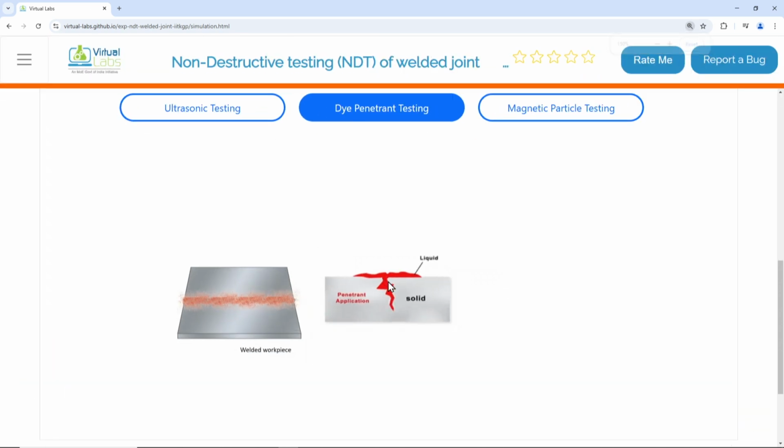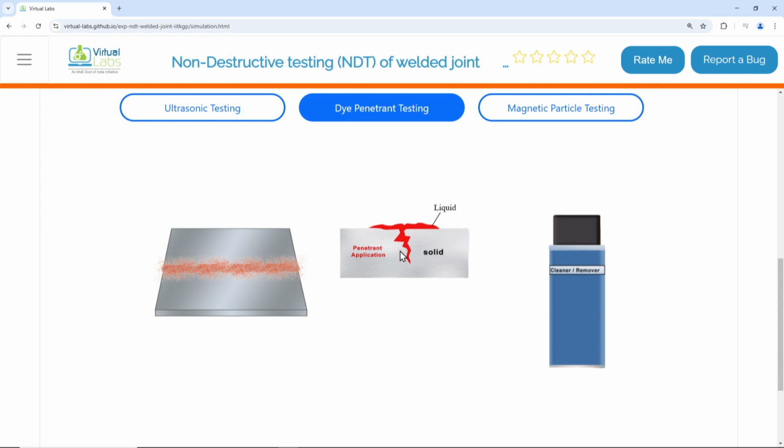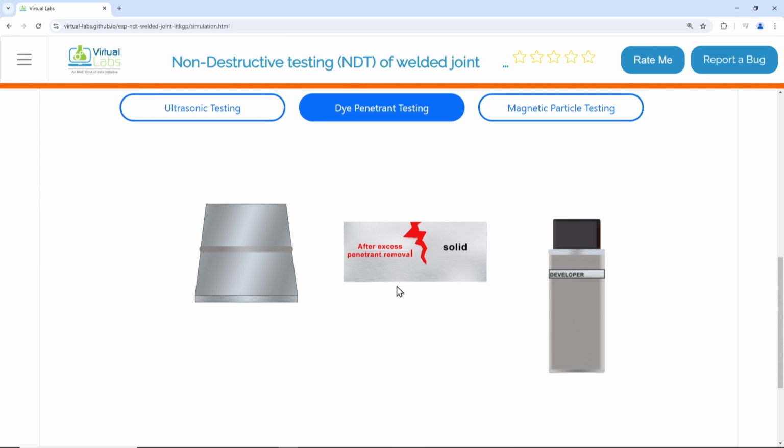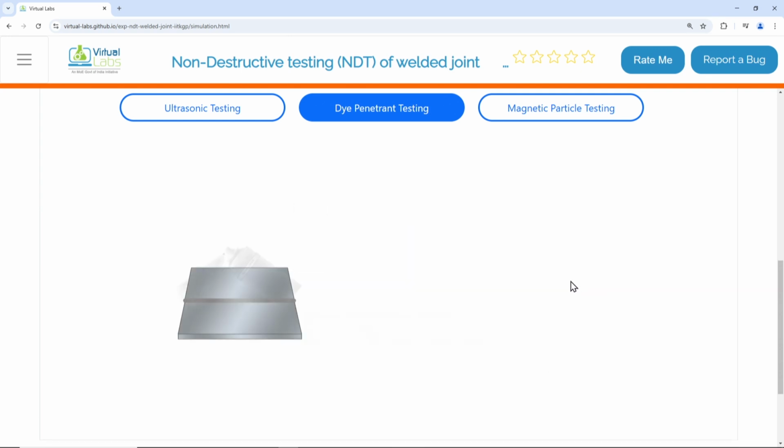So it is now being penetrated down to the crack. Now there is liquid penetrant there, and there is a cleaner of the penetrant. I will click the cleaner, it will remove the excess penetrant, and using the cloth, excess penetrant is cleaned. After excess penetrant removal, we put the developer over it. This developer will now let us know where the crack is.